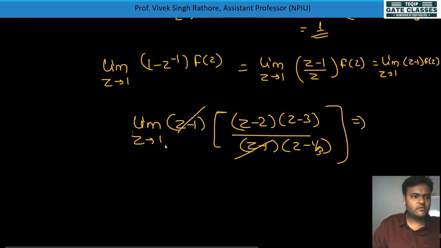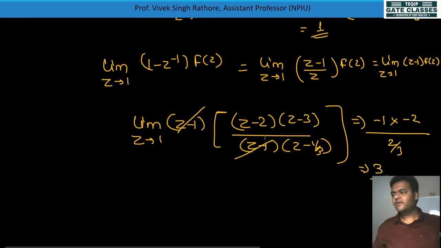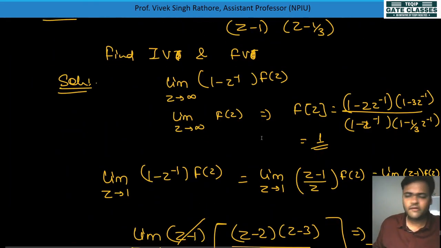You can put the value z tending to 1. So you'll get 1 minus 2, which is minus 1, into 1 minus 3, which is minus 2, over 1 minus of minus 3, so 2 by 3 will come. Minus 1 and plus 2 cancel, so the answer is 3. So the final value is 3. So it's very easy, you can understand how we have calculated the initial value and final value theorem, right?